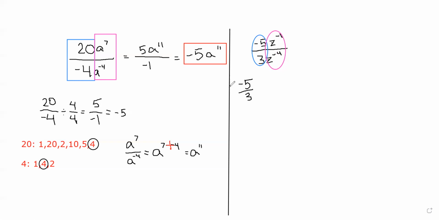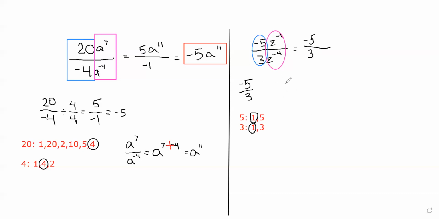So negative 5, if we want to find factors of 5, that's prime, so that's 1 and 5. 3 is also prime, so 1 and 3. So just like that other one, what was it? I think it was 2 and 5. The only common factor they have is 1, which means it can't be reduced. So my final answer should still have negative 5 and 3 in it.